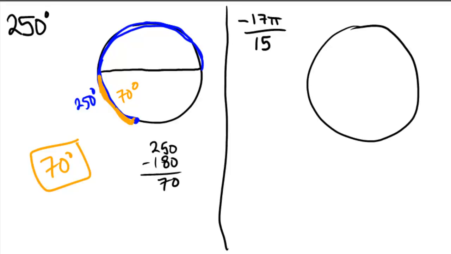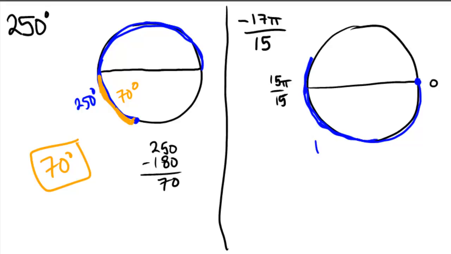Similarly, last one here, horizontal diameter, negative 17 pi over 15. I'm going to label the 0 over here and my convenient 15 pi over 15, keeping that common denominator. Then moving around means I need to go 17 pi over 15 clockwise. So I need to go more than 15 pi over 15, but just a tad more. So that would be the 17 pi over 15 in a clockwise direction.